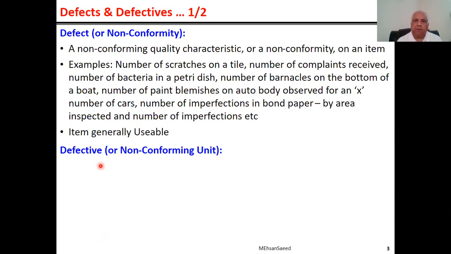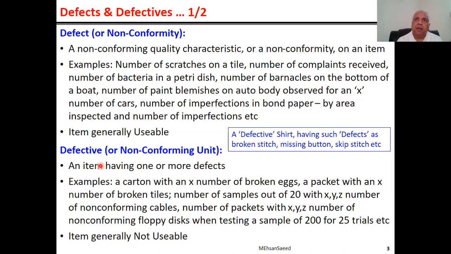Let's say the battery of a car is flat. That is a defect. That particular defect makes the car defective. So one or more defects make an item defective. Here's another example: a defective shirt has such defects as broken stitch or missing button or skip stitch or fading color, etc. So this is essentially the difference between the two. And in fact, this is important because there are separate control charts for defects and defectives.